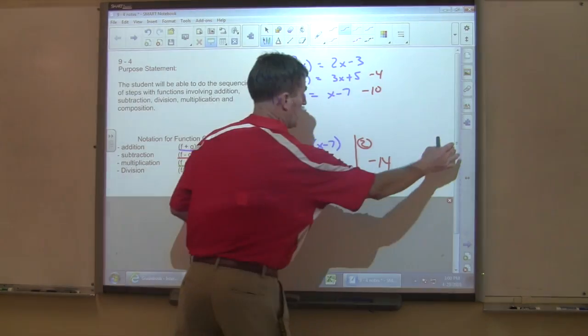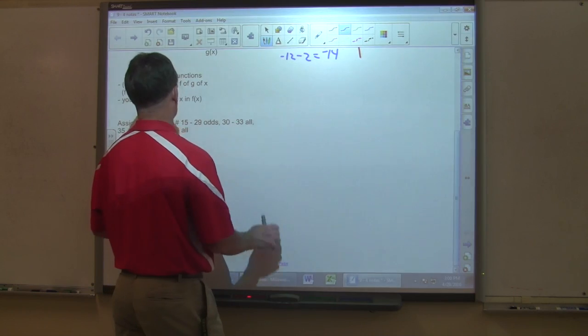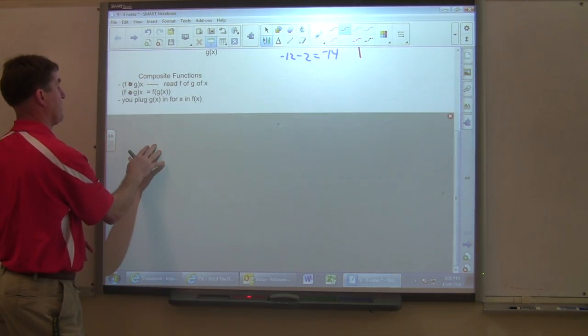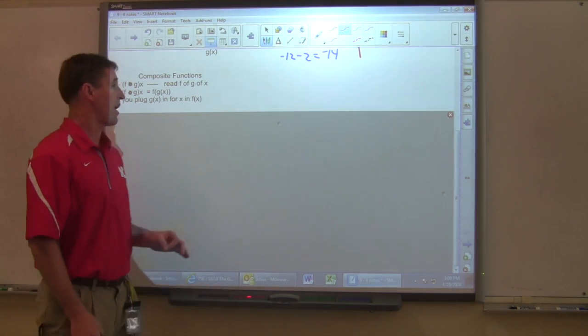The part that's going to be a little confusing, which hopefully we can clear up, is composite functions. Now, you haven't worked with this before, but it's not real complicated.